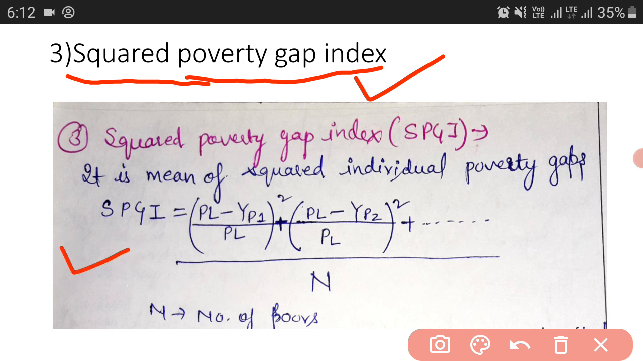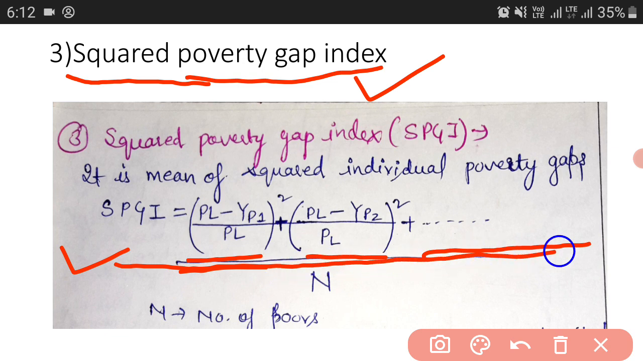Here in the formula you can see that what we are doing is that we are squaring the poverty gap indices. This is the first one, this is the second one, and it will continue up to n, and we are taking the mean. That's why we are dividing it by the value of n, and n is the number of poors. Okay, so squared poverty gap index is the mean of squared individual poverty gap indexes that we already studied.